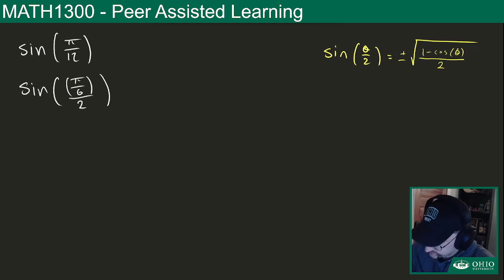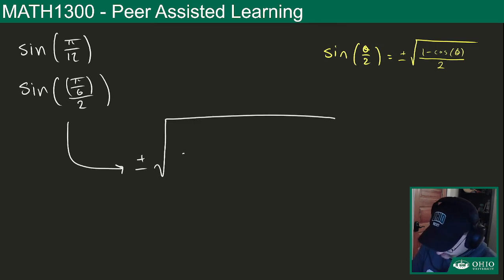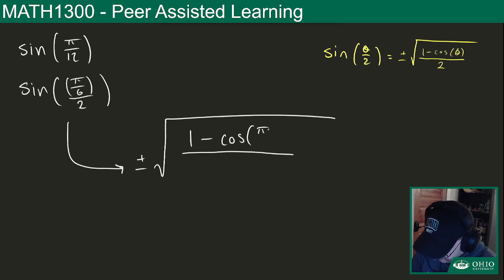All right, and then the value of plus or minus will kind of depend on where our angle falls, and we'll get into that in just a minute. Okay, so what we can do is we can simply just apply this formula and then replace theta with pi over 6. So we have plus or minus square root, and then we have 1 minus cosine pi over 6 over 2.